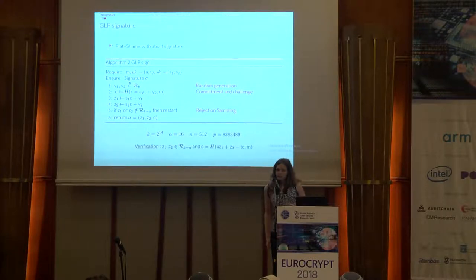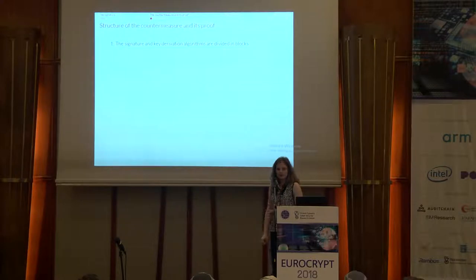Since the distribution of Z1 and Z2 can leak the secret because it depends on S1 and S2, the idea is to use rejection sampling, to check that the distribution will not leak the secret. So all Z1 and Z2 that are too big are rejected, and the signature is restarted. With GLP parameters, the number of attempts before getting a right signature was around 7. Finally, the signature is Z1, Z2, and C. To check if this signature is correct, we just recompute the commitment by computing A Z1 plus Z2 minus T C, and check if it fits with the challenge C. So this was the algorithm.